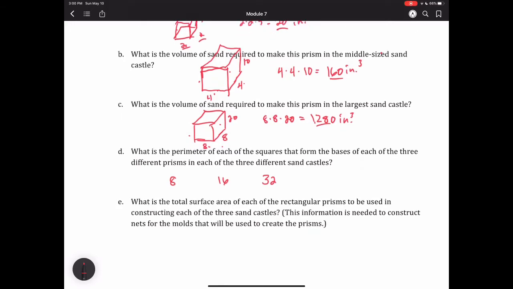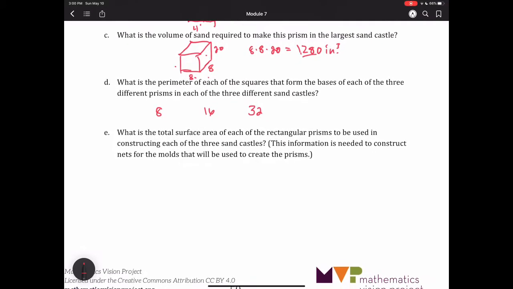So what's the total surface area of each of the rectangular prisms used in constructing each of those three sandcastles? So we need this information to then construct the nets for the molds, right? So we'll need to find the surface area of each of those. But before we do that, I want to just look at the fact that this is 8 times 2, 16 times 2, and we get our next number, right? That's an interesting thing to look at as well.